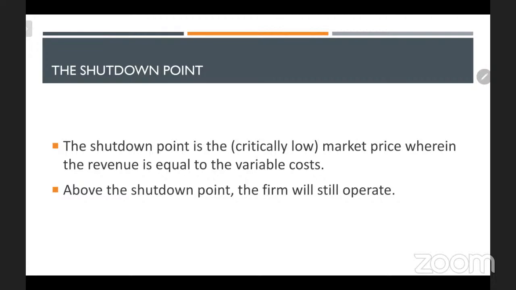Now, if the price starts to decline to a point wherein the firm loses, it still might be better for the firm to continue to operate at a low level, as long as the price still generates enough revenue to pay for both the total variable cost and a portion of the fixed cost. The shutdown point is the point wherein the market price is so low that the revenue is just equal to the variable cost.